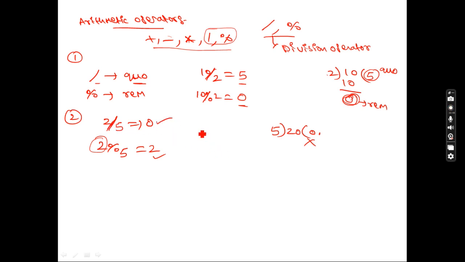Let me give one example: 10 divided by 21. What is the answer? 0, because we cannot divide 10 by 21, so the answer is always 0. In the same example, if I write 10 percentage 21, the answer is always 10, because whatever the numerator is, that is your answer. So these are the 2 points you need to remember for the slash and modulus operators.